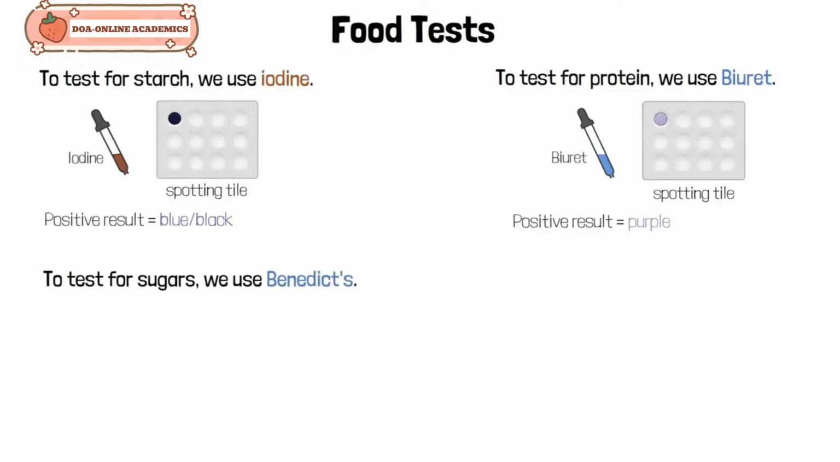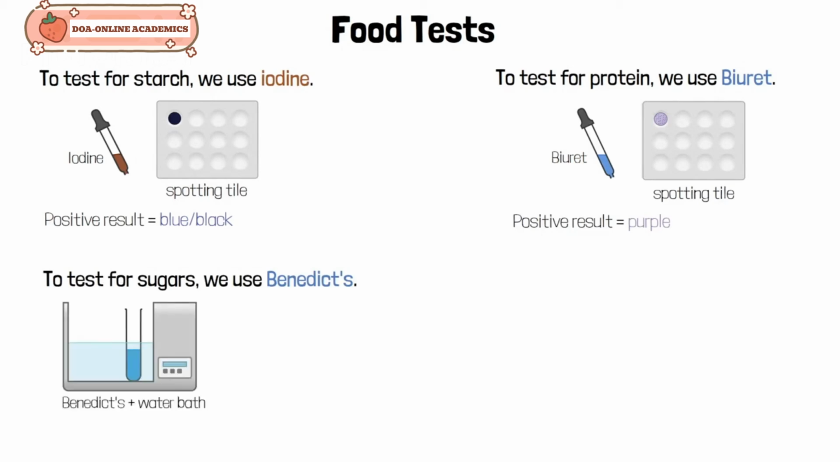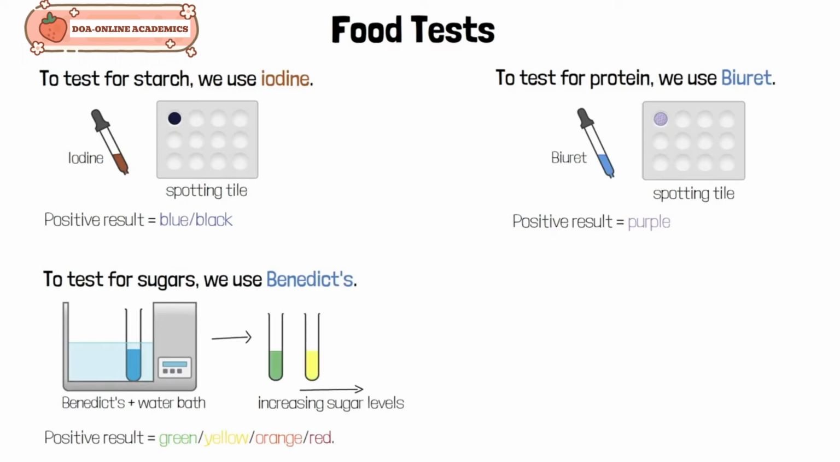To test for reducing sugars such as glucose, we use a blue solution called Benedict's. We add a few drops of Benedict's to the sample in a test tube and place it in a water bath. The color that occurs depends on the amount of sugar present in the sample. A positive result would yield a sample turning green or yellow, whereas a sample with a lot of reducing sugar will turn orange or even brick red. With a negative result, the Benedict solution remains blue.